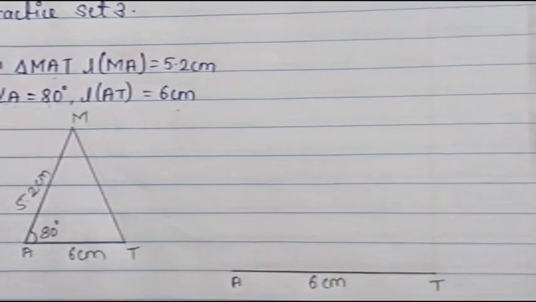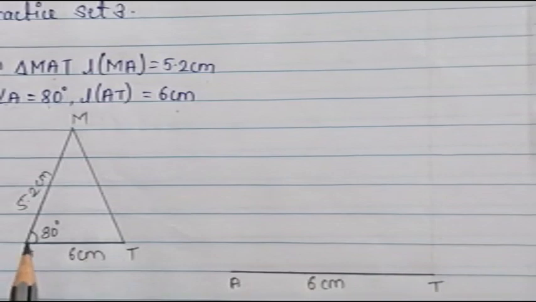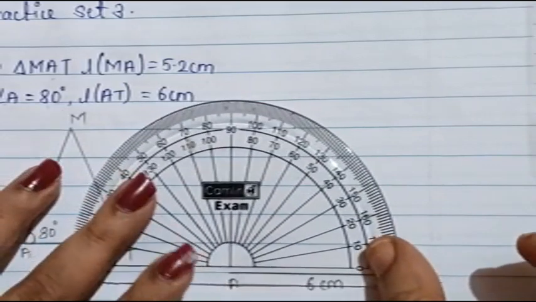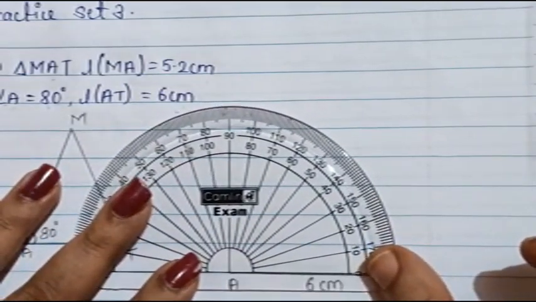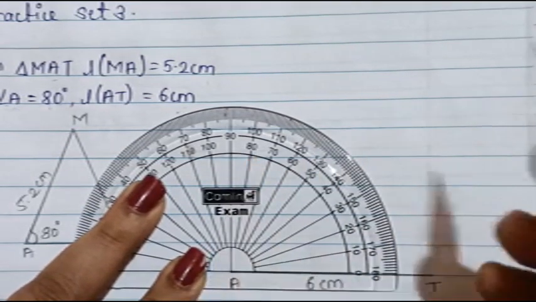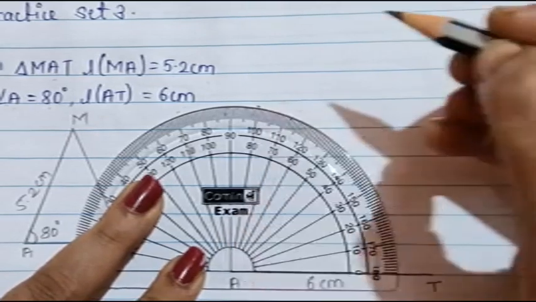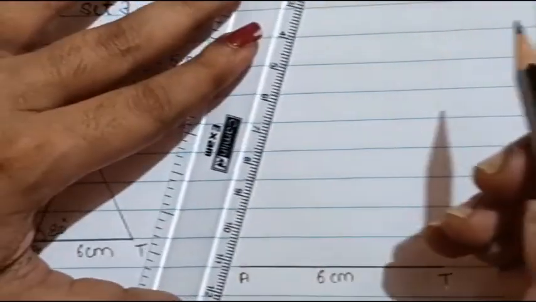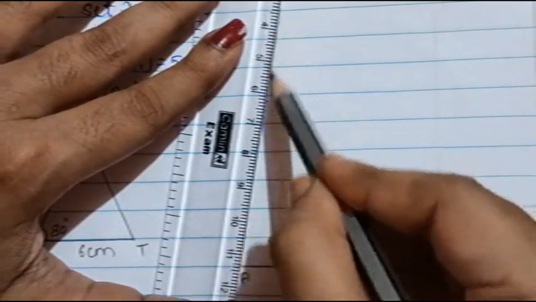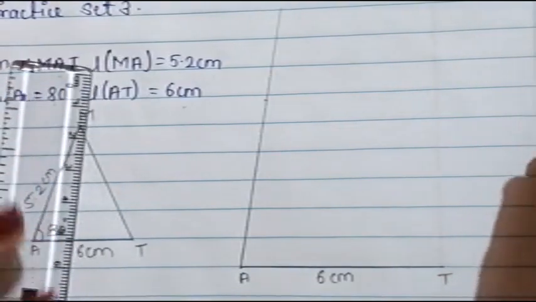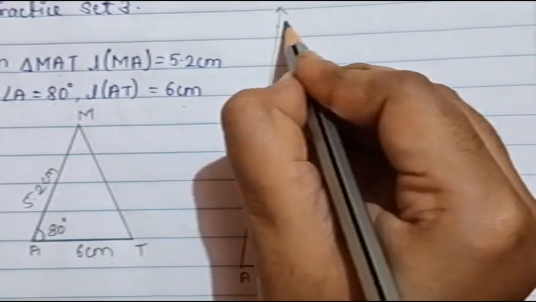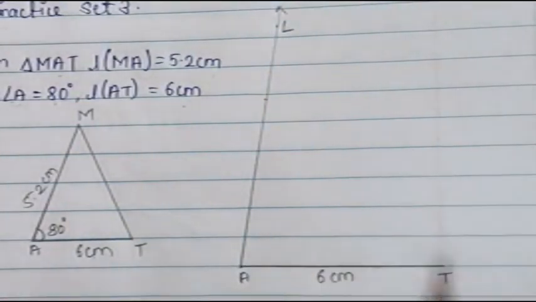Clear? Then the second step is that you have to draw the angle, that is 80 degrees. So with the help of the protractor you will draw the angle. You will place the center of the protractor at point A, and then you will draw 80 degree. 80 degree is over here. So I'll just put a point over here. Okay, and then I'll draw a line. I have drawn the line, and I'll put an arrow, and I'll name it here as point L, because that is the angle point.